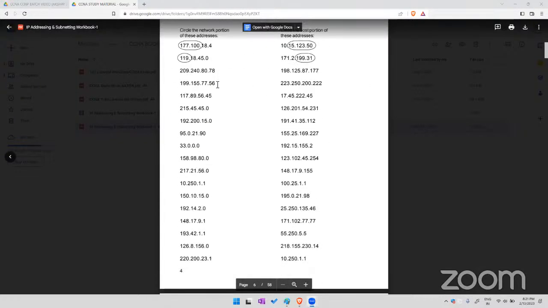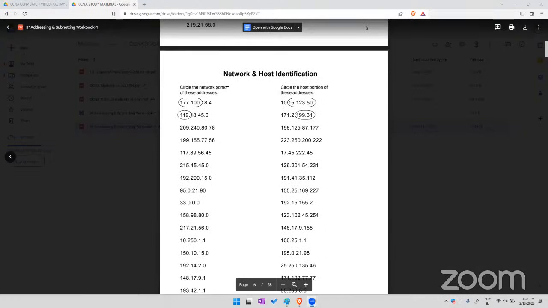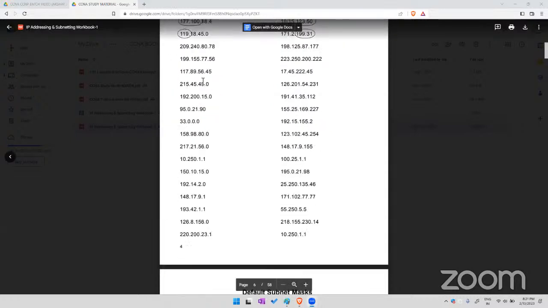The next task in this exercise: you need to learn to circle the network portion. Okay, in this address, circle how many octets are in the network. This address is class C, and in class C, how many octets are fixed? We are getting 3 octets fixed for the network, and circle the host portion. Okay, in this line, verify this address is class C, only 1 octet for host. So circle this time. Now you need to move to the next exercise.